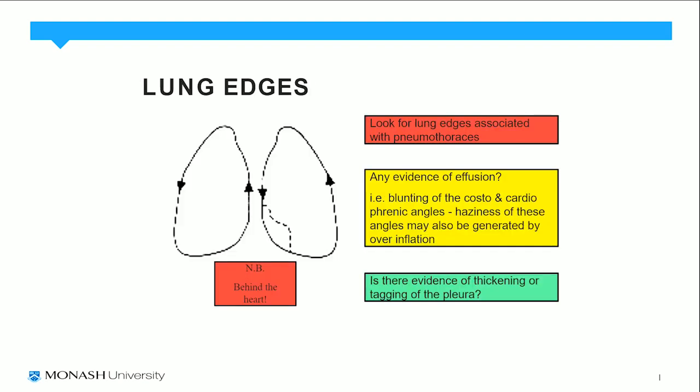Now moving on to lung edges. You need to look for the lung edges associated with pneumothoraces, so you want to see if there's any evidence of effusion, and this will be seen as blunting of the costophrenic and cardiophrenic angles. Haziness of these angles may also be generated by overinflation. In the pleura, you want to see if there's any evidence of thickening or tagging of the pleura. It's also important to look behind the heart because that could show any potential diaphragmatic hernias.